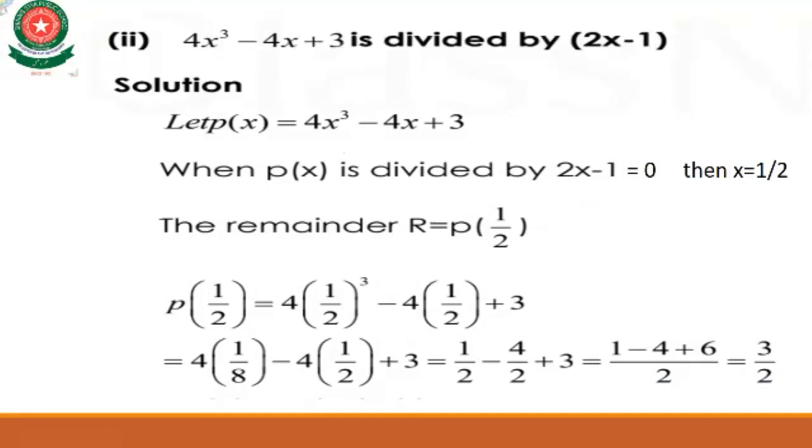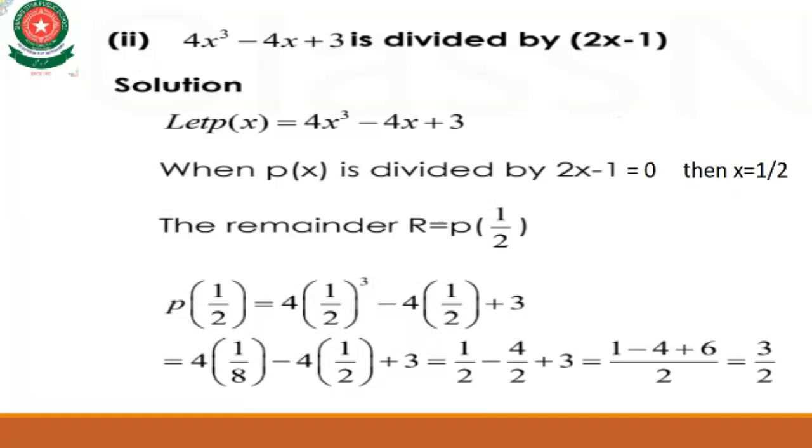Our question number one, part two is 4x cube minus 4x plus 3 divided by 2x minus 1. Solution: let p of x be the polynomial 4x cube minus 4x plus 3, when p of x is divided by 2x minus 1. Let 2x minus 1 be equal to 0. What will be the value of x?